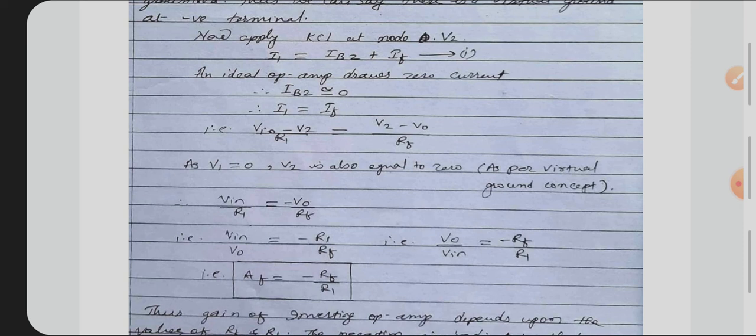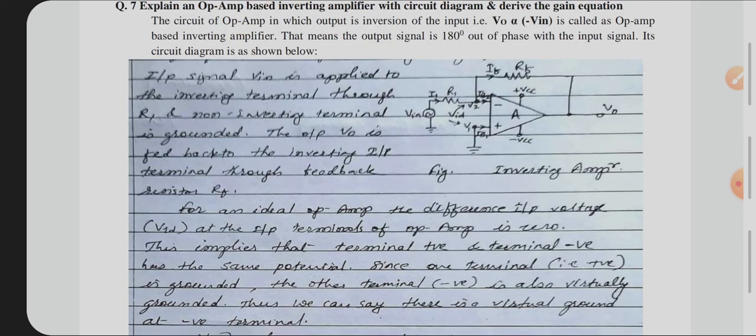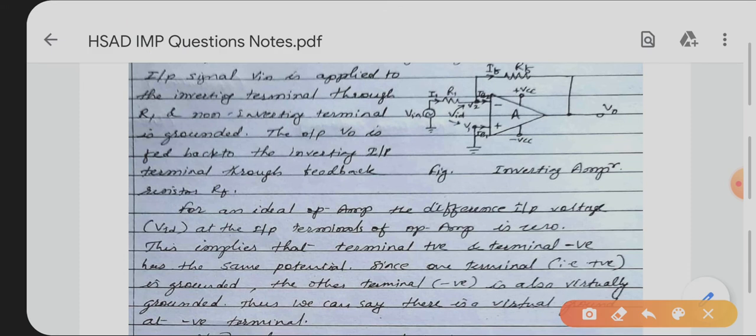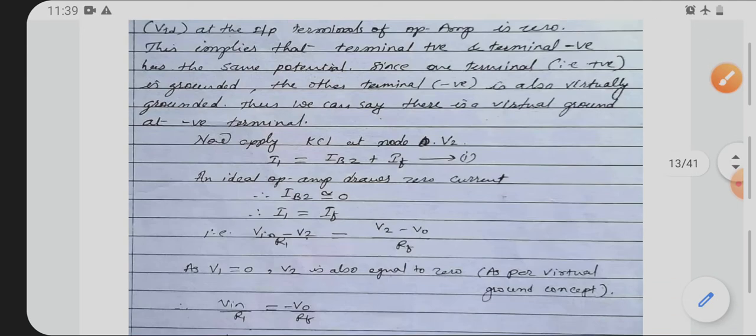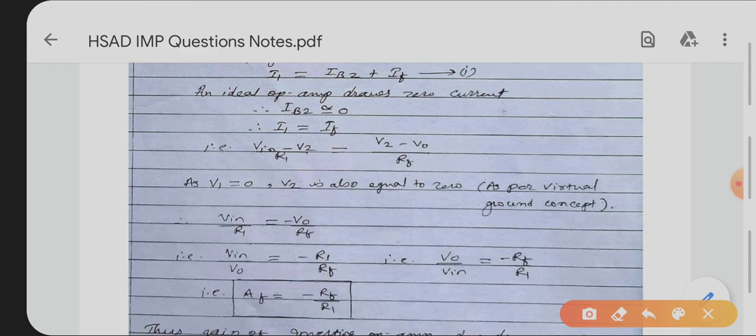Now see, where is the location of IF? IF is the current flowing through RF here, from V2 to VO. So how can we write this? IF is equal to (V2 minus VO) divided by RF. So for I1 we have written (Vin minus V2) divided by R1, and for IF we have written (V2 minus VO) divided by RF. Okay, got it?